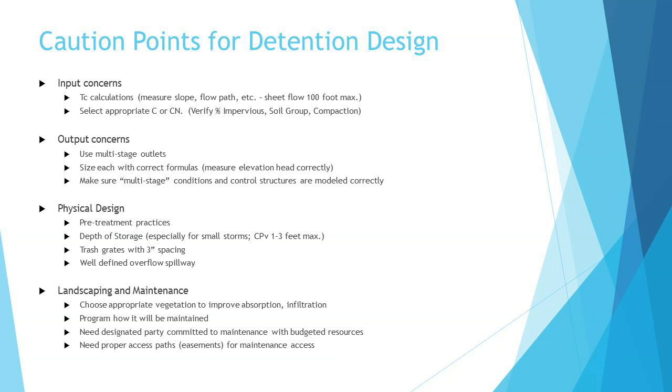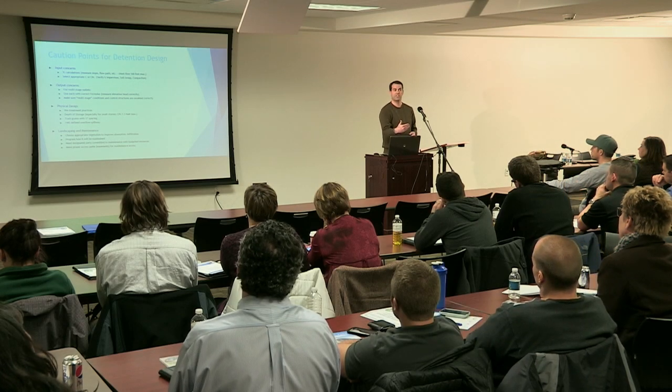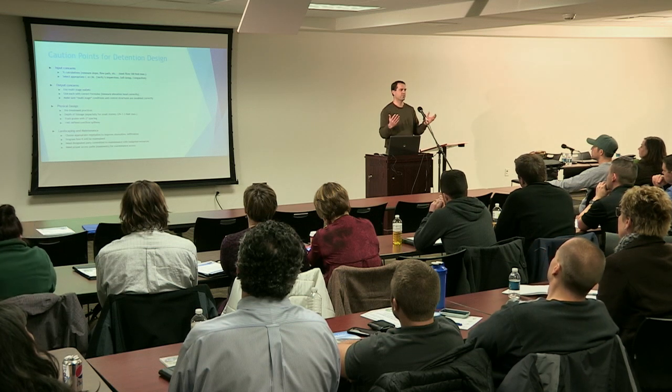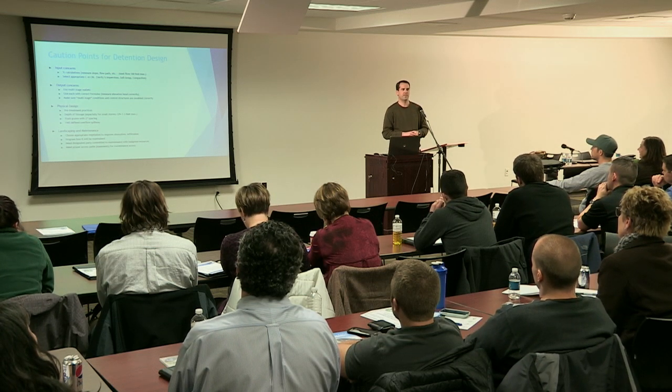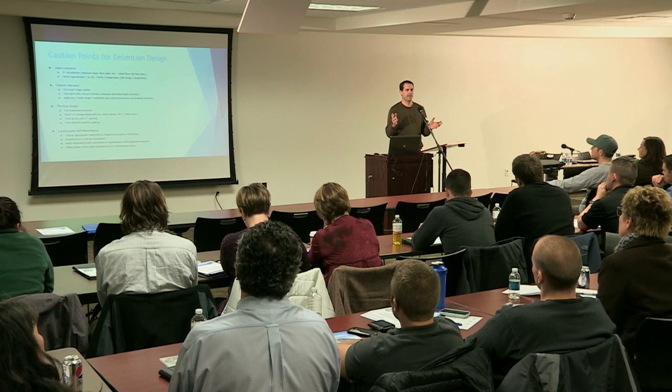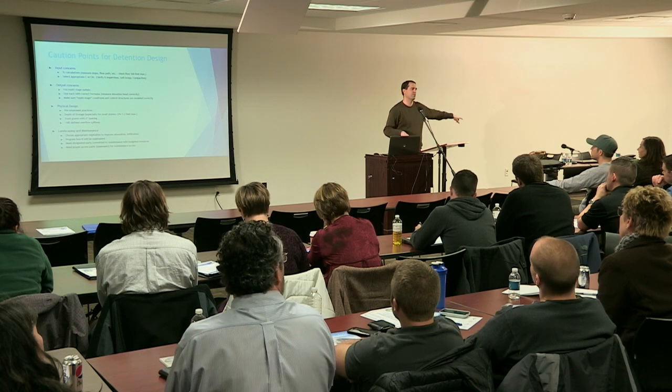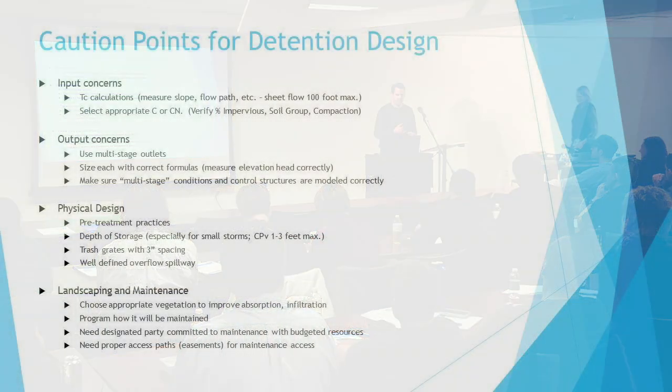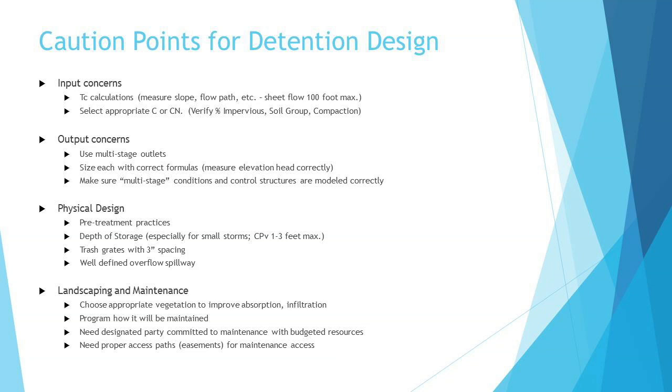Because if you keep calculating that sheet flow going on, it's going to give you a very long time of concentration, which, when you do your stormwater calcs, lowers your peak rates. If you have a residential setting, your sheet flow is probably not going to be longer than 50 feet, in the front yard or the backyard. I've seen times where people put 1,100 feet in there, and they'd have a time of concentration of 50 minutes. Well, I can tell you if it rains, it's not taking 50 minutes for the water to go from my porch to the inlet down the street. So just be aware of that, making sure you're picking the right runoff coefficient or curve number. Outlet concerns: make sure you're using multi-stage outlets, using the right formulas and measuring the right way. Make sure you're checking the multi-stage conditions appropriately if you're using third-party software.